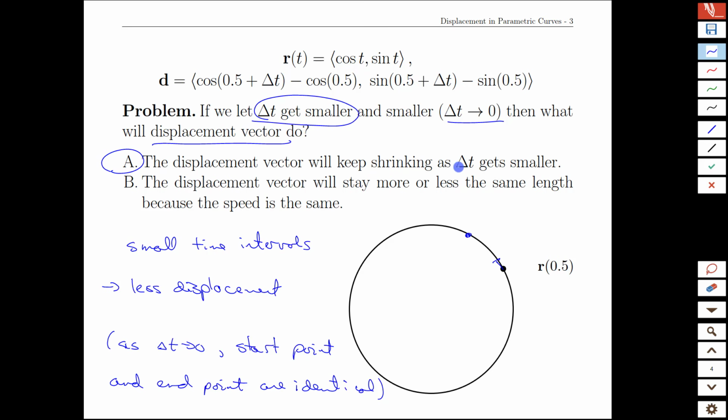And that's fair enough. If you ask yourself, how far do I move? Say I'm moving around a circle. How far do I move in 1 second versus 0.1 seconds versus 0.000001 seconds? Well, we're going to move less and less as the time interval gets smaller. What's interesting is when we do a proportion, though. Let's investigate that side of things.